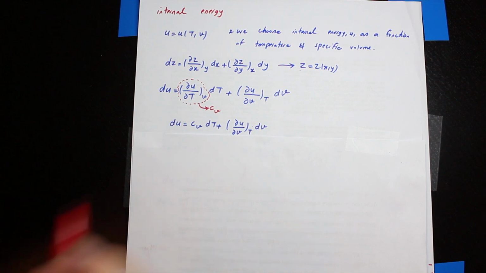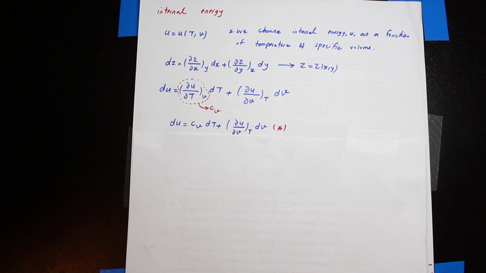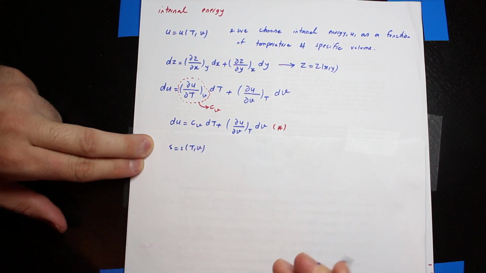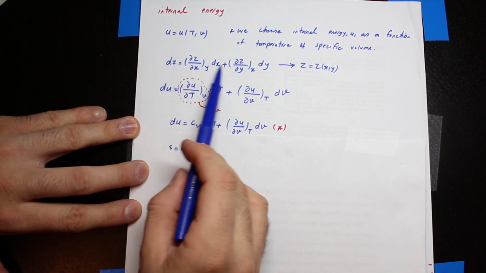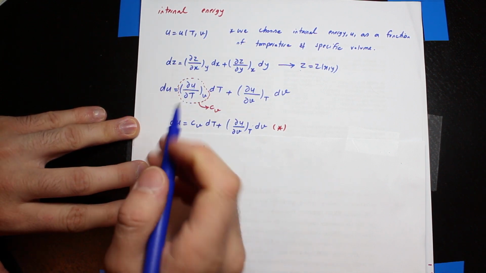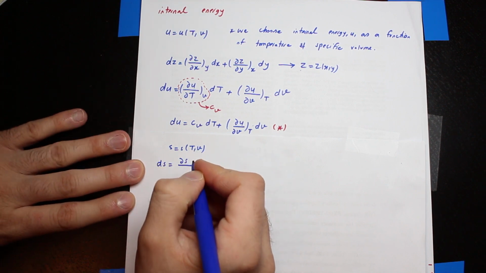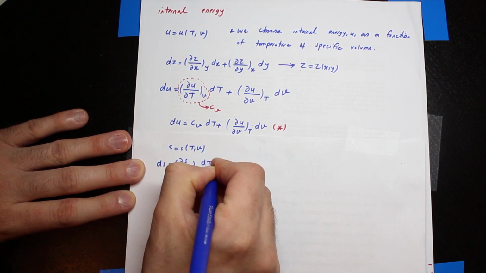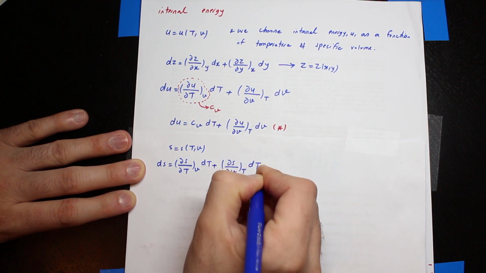Let me call this equation 1 star. For the next step, I am going to choose function S based on temperature and specific volume. Once again I can use the total derivative for s, and that will be ds is equal to partial s partial T when volume is constant dT, plus partial s partial v when temperature is constant dv.